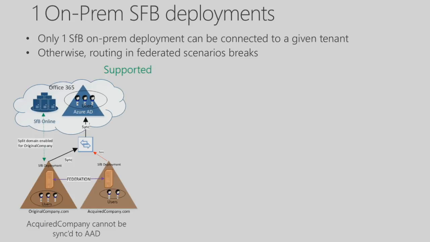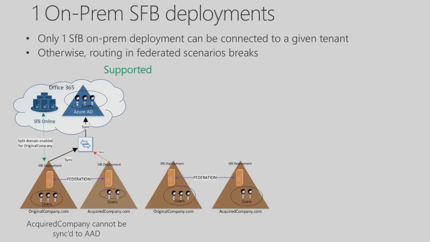That's going to break. And the reason it's going to break is Skype for Business Online doesn't understand the concept of a forest. And so it's going to get confused about those new users and where they are. In some cases, you're not going to be able to find users from one deployment to the other. Here's another variation that's supported.